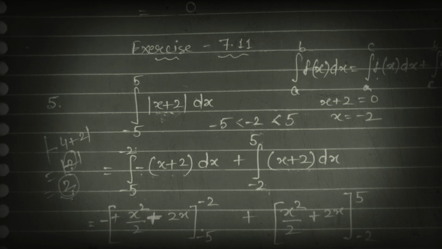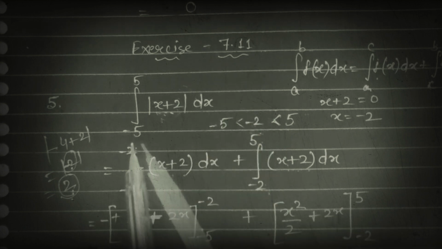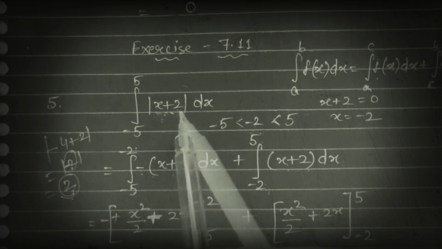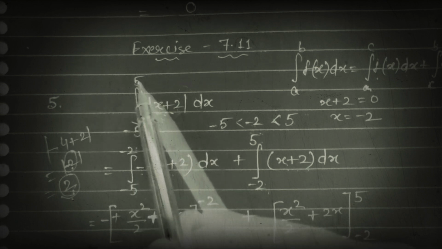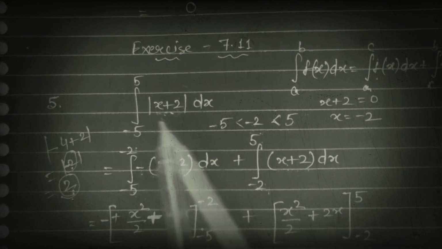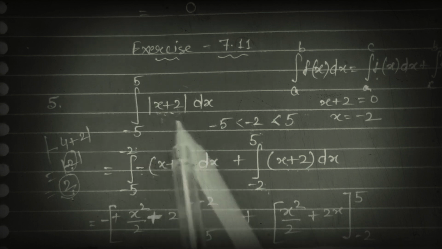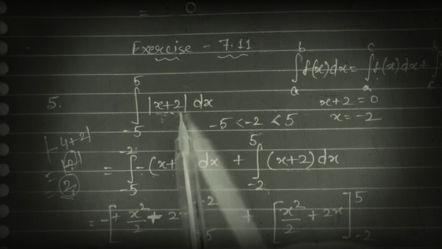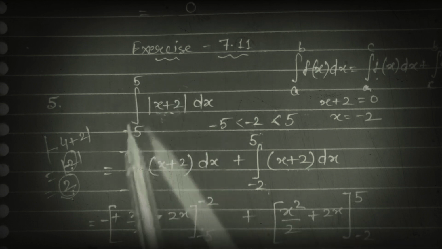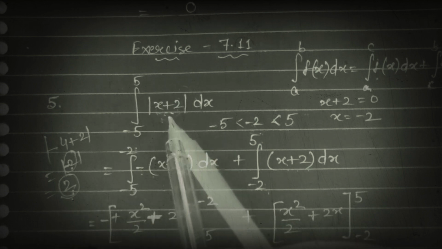Good morning everyone. Today we will discuss some questions of definite integration by using properties of exercise 7.11. So look at the fifth question: the integral of modulus of x plus 2, with limits minus 5 to 5. We have to find the integration of this function. This is a modulus function. Firstly we will simplify it and then we will take the integration.